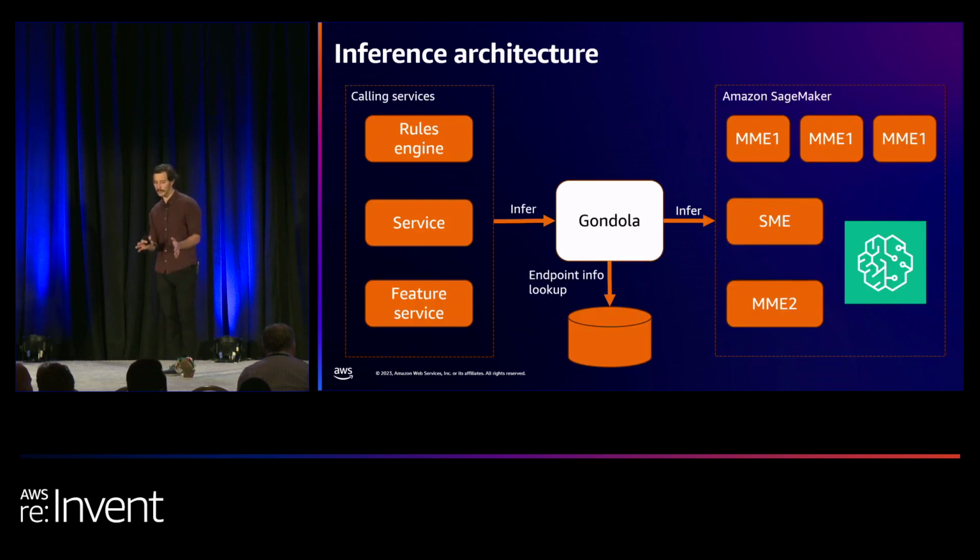Here's a little bit about our inference architecture, really simplified, so as not to bore you. We have a bunch of different calling services that could call our system for an inference. These are things like rules engines or services, or even a feature service that's doing some sort of aggregation or graph resolution. They say to Gondola, hey, can you please give me a prediction? Gondola knows which particular model they're talking about, but has to look up where that lives in SageMaker. We've solved that by having an in-memory store, so it's super quick. Gondola knows where that model is, talks to SageMaker, gets an inference, and comes back.